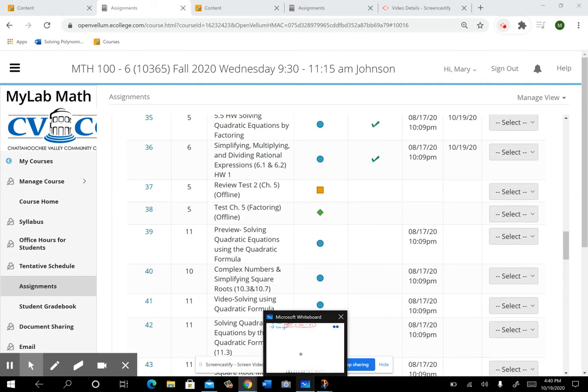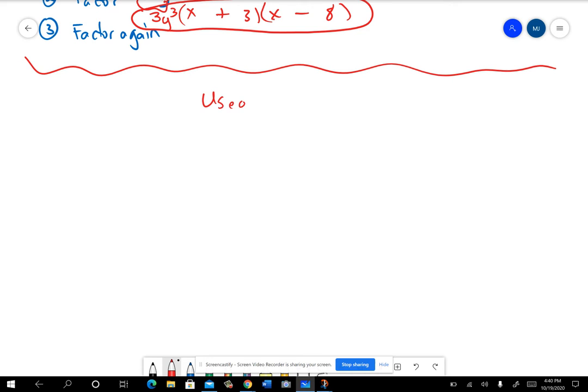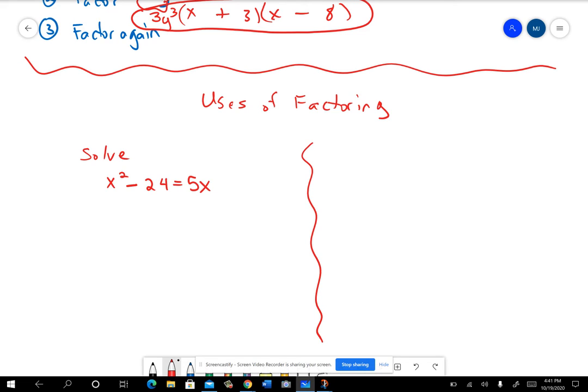All right, now in this video, I'm just going to do a couple of problems that get at that last part, the uses of factoring. Uses. Okay, so one of the things you want to be able to do is to solve a quadratic equation. So if we had a problem like this that said to solve, and it gave you something like x squared minus 24 equals 5x, we would have to use factoring at some point in that process for now.